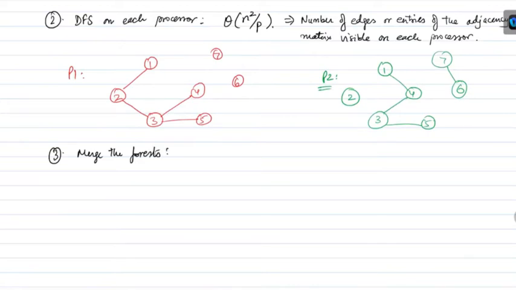So essentially after the merge, all of this, 1, 2, 3, 4, 5, is going to become one connected component, and 6 and 7 is going to become another connected component. So what do we mean by merging the forests?